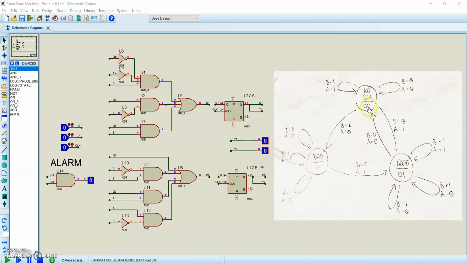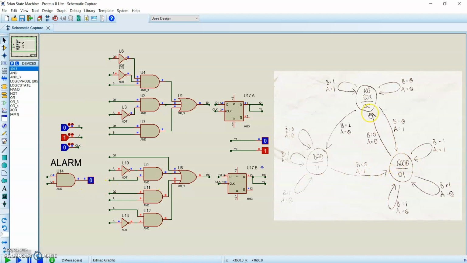Starting in our initial state of no box, 0, 0. Given a 0, 0, we should stay in the state of no box when the clock is pulsed. The only other state we can move from here to is good box, where A is 1 and B is 0. When the clock is pulsed, you produce an output of 1, 0. You have a 1, 0 here, and the alarm is inactive.